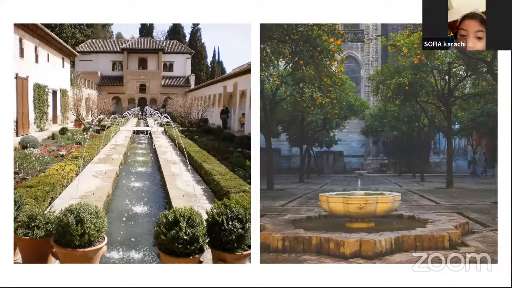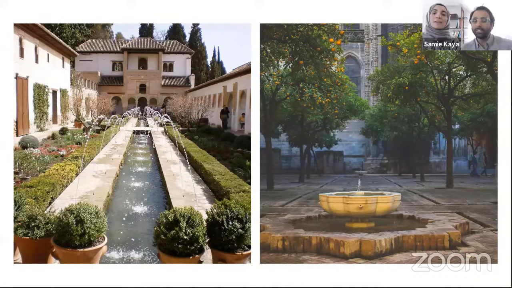Where was Granada located? Where was Granada? Yes, Granada is located in Spain. In Spain, yeah. But before it was in Spain... Spain used to be a Muslim country. For 800 years, it was a Muslim country.